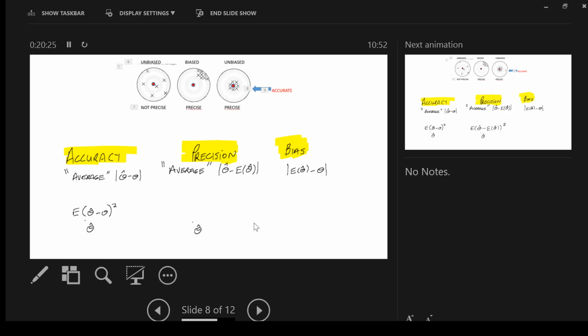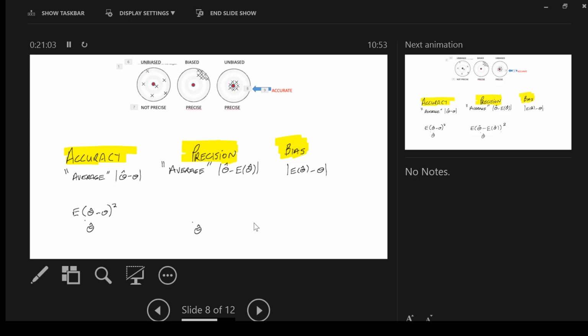So the accuracy measure is to look at this. How far are the crosses from the red dot? Because that's a parameter value. Okay, and what does the word average mean? Obviously, when you're looking at average of distances, you think of how much does it vary. So I'm looking at the expected value of theta hat minus theta. What do you expect? Expect is average. What do I expect the difference between the sample value and the theta, the real value, to be? And why do I square it?